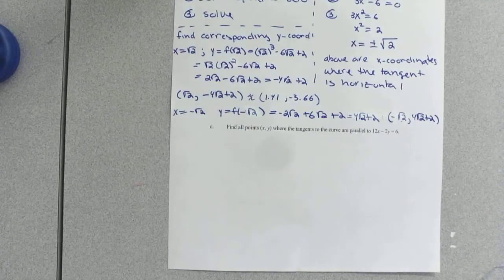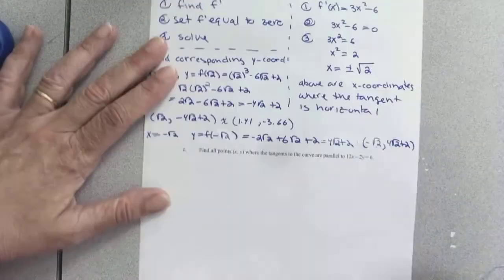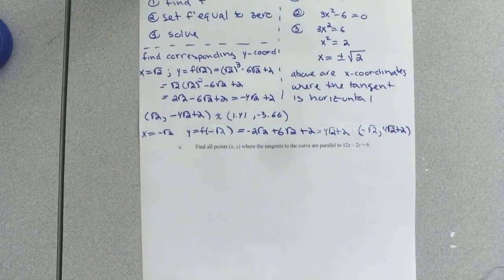Okay, find all points. It's the same function again, still x cubed minus 6x plus 2. Find all points x, y where the tangents to the curve are parallel to 12x minus 2y equals 6. So we've got to decide what this is asking us to do.